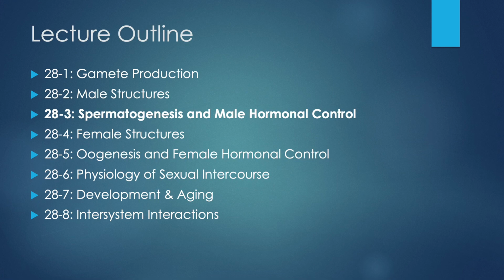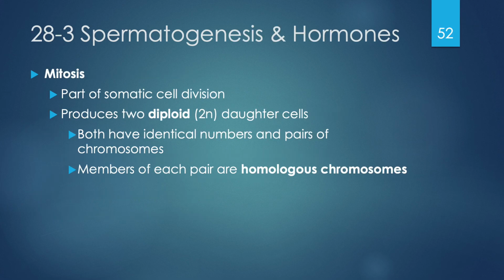Let's look at section 28.3, spermatogenesis and the male reproductive hormones that control our reproductive system. Before we discuss spermatogenesis and the hormones that control the male reproductive system, we're going to discuss mitosis and meiosis just briefly. So the first part we need to discuss is mitosis, which is a part of somatic cell division.